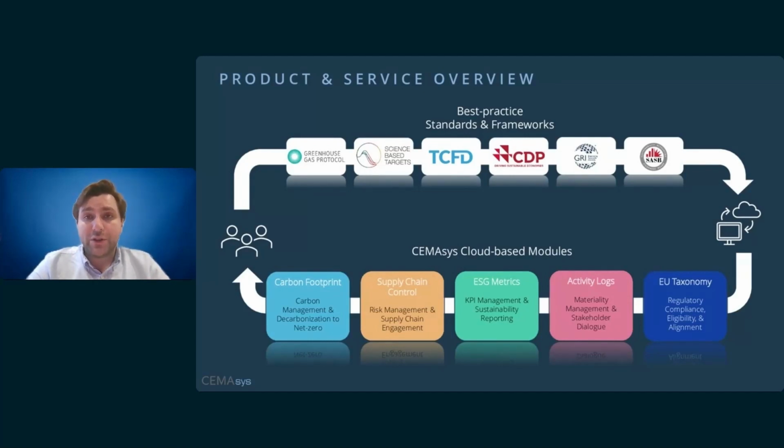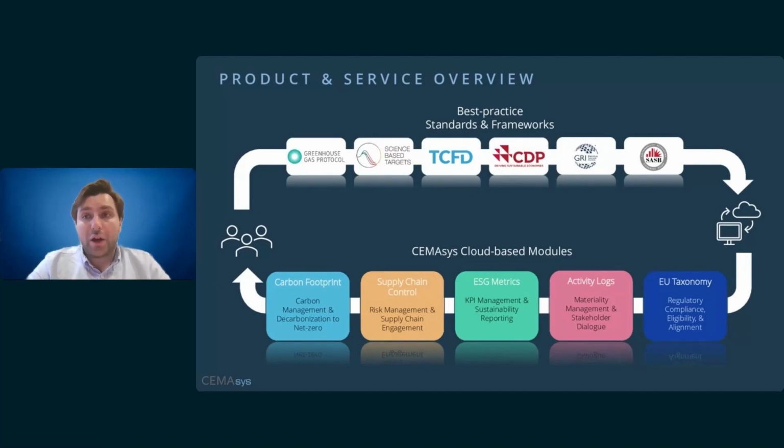First, we have our smart system solution consisting of the 5 cloud-based modules that you can see at the bottom of the slide here. Today, we're going to mainly be focusing on the carbon footprint module to discuss carbon accounting. But our additional 4 modules are tailored to all types of reporting, analysis, and ESG data.